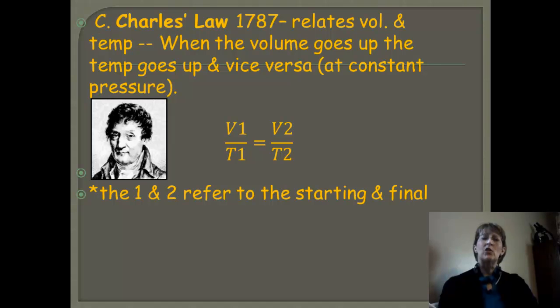So, we've already talked about A, Avogadro's law, B, Boyle's law, and now we're moving on to C, Charles' law. Charles' law was created somewhere around 1787, and it relates volume and temperature. If you have a constant pressure, that means the pressure's not changing, when the volume goes up, the temperature goes up. So V1, V initial, over T1 equals V2, V final, over T2.